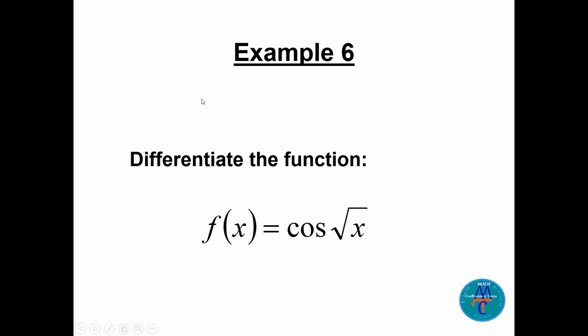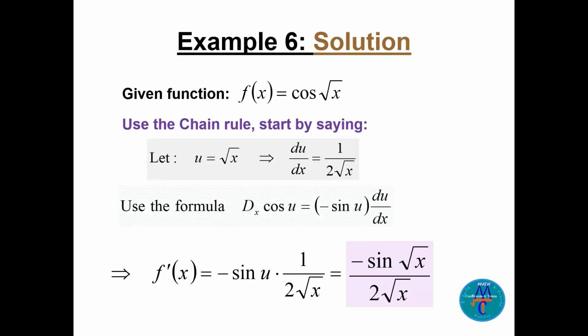Let's differentiate another function, cosine square root of x. This is example number 6. Cosine square root of x. You can do it yourself if you like, and then if you are ready, check the solution. Let's use the chain rule also. So I can change here square root of x, I can write it as u. So I need in the answer du over dx, which is 1 over 2 square root of x. That's a simple derivative by the power rule.